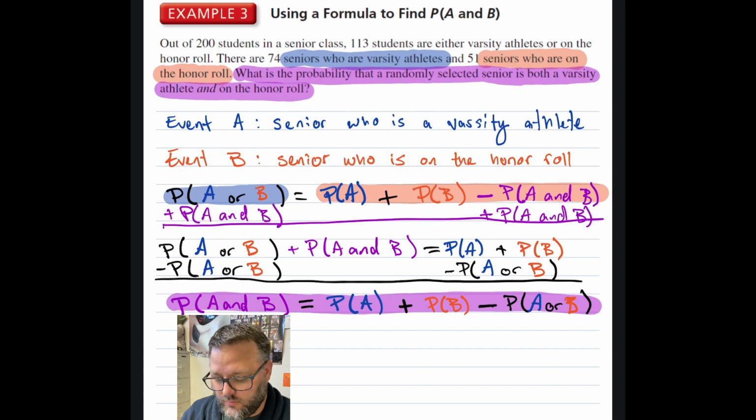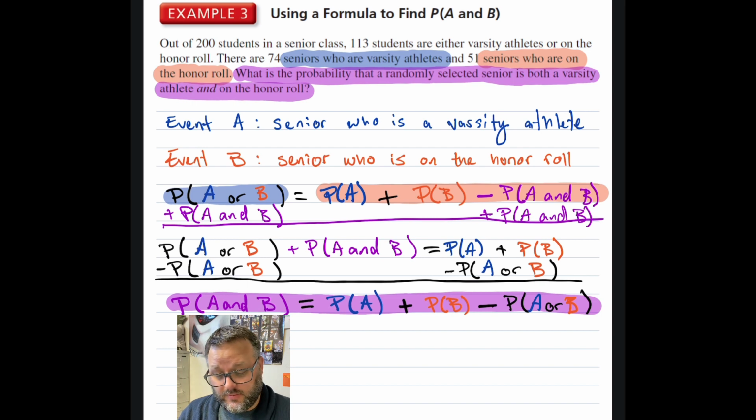But I'm not done. I'm trying to isolate the probability of A and B. So I subtracted the OR probability from each side, creating a zero pair on the left and moving it over to the right, perfectly legal. So that gave us the probability of A and B is equal to the probability of A plus the probability of B minus the probability of A or B. And the reason we wanted to isolate that is it's asking what is the probability that a randomly selected senior is both a varsity athlete and on the honor roll. So we're trying to find the probability of A and B, but we only had the formula for the probability of A or B. Now we've got the other.